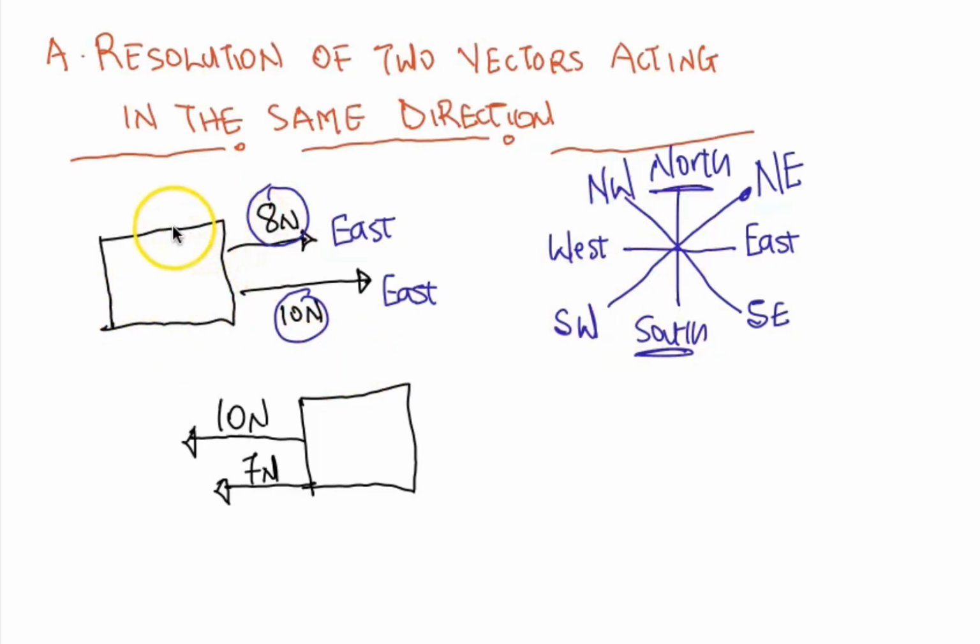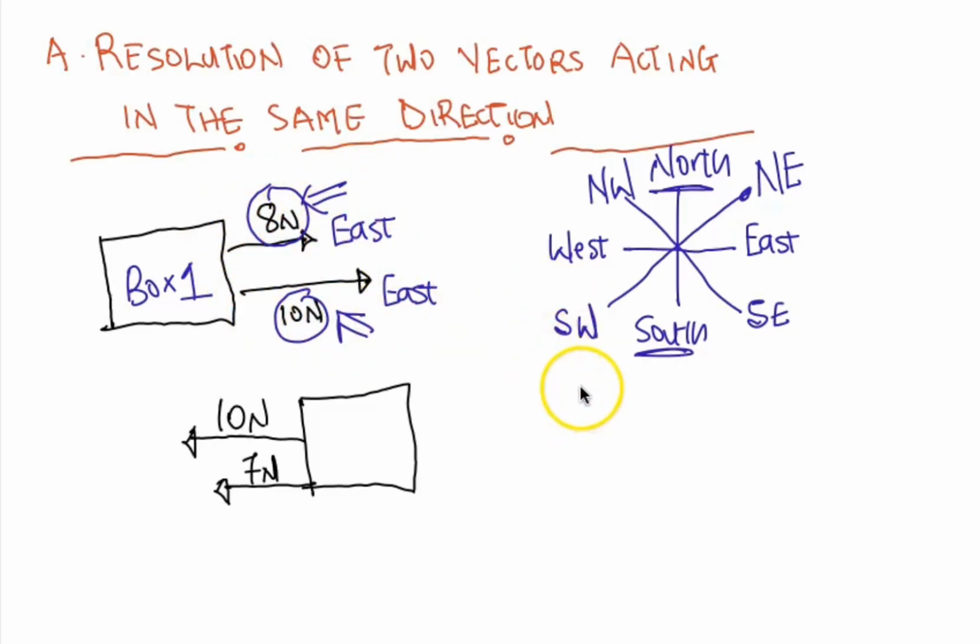So now, this is a box. Let's say this is box 1. Now, on box 1, there are two forces, 8 Newton acting east, and then 10 Newton also acting east. So let's say we have a box, and two persons are pulling the box. The first person is pulling with a force of 8 Newton, and then the second person is pulling with a force of 10 Newton. So in essence, we expect this box to move towards the east with this combined force.